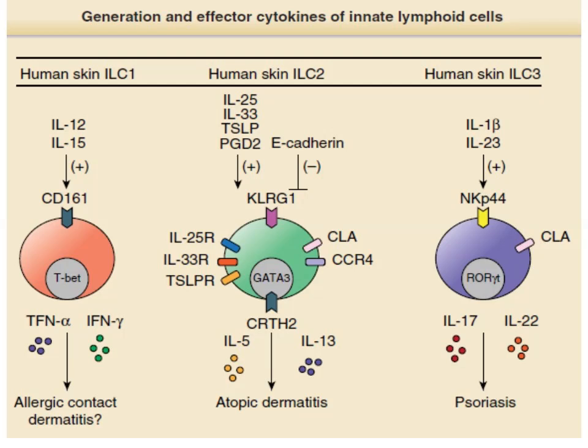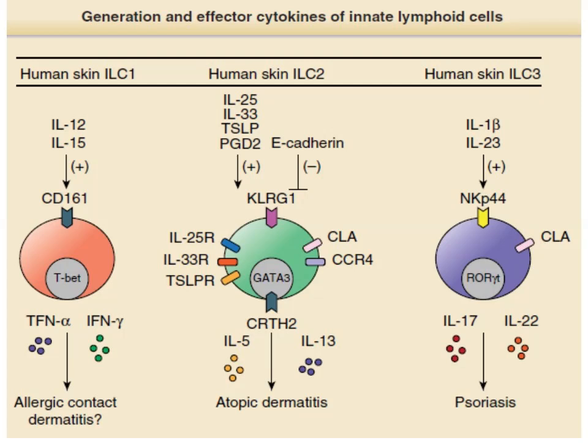Generation and effector cytokines of innate lymphoid cells. Three populations of ILCs are found in human skin, ILC1 to 3. ILC1 express the surface molecule CD161 and are thought to be activated by IL-12 and IL-15. The primary cytokines produced by ILC1s are TNF and IFN gamma. ILC1 are implicated in the pathogenesis of allergic contact dermatitis.